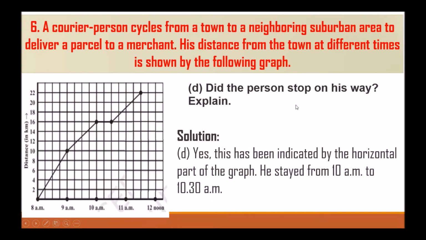Did the person stop on his way? Yes. This has been indicated by the horizontal part of the graph. He stayed from 10 a.m. to 10:30 a.m.